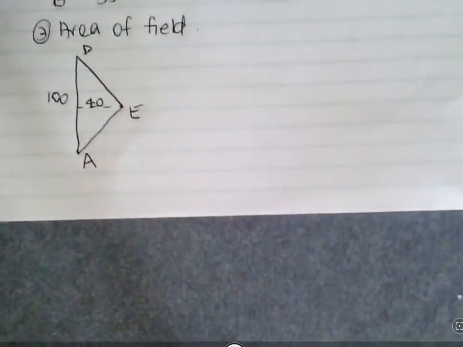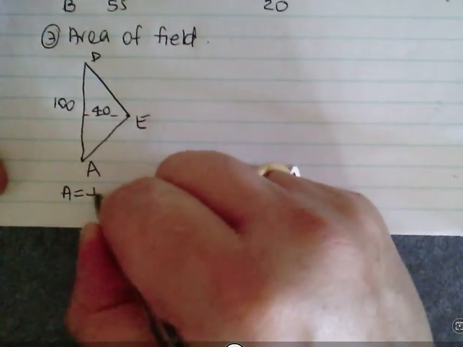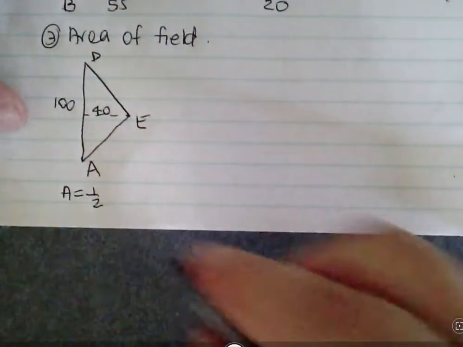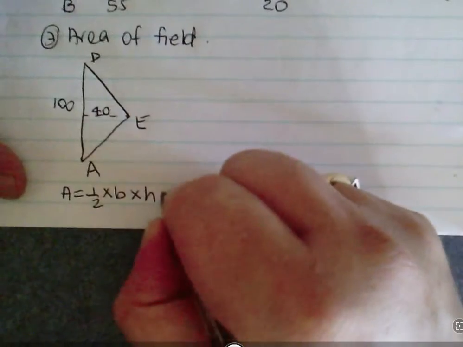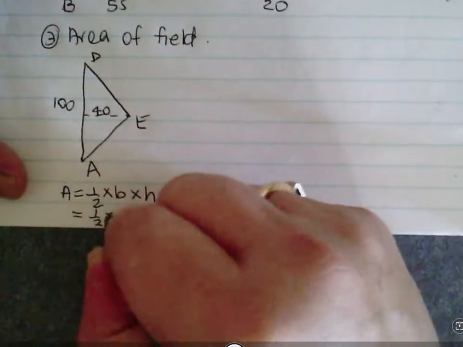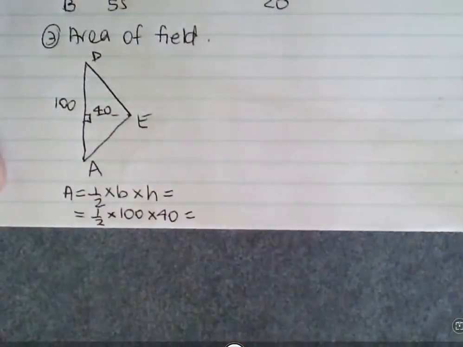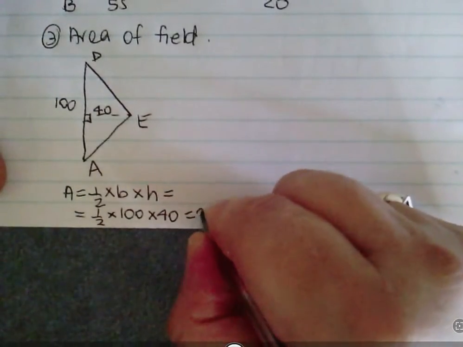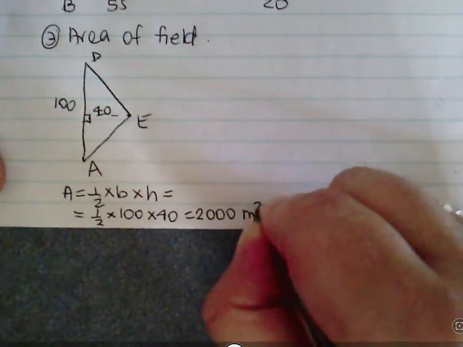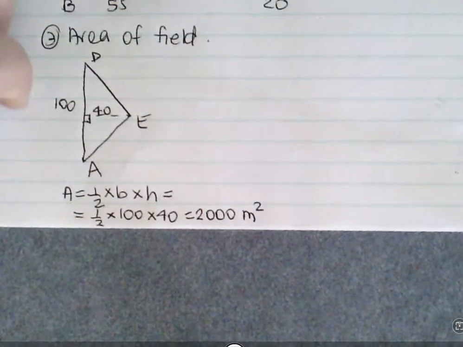Now, if you're lucky, you won't get shapes with trapeziums in them, and you'll have 2 triangles on the other side as well, and you can do them as one. So area is equal to half times the base times the height, which is a half of 100 times 40. So, very good. 2,000 meters squared. Yep. That's part 1.